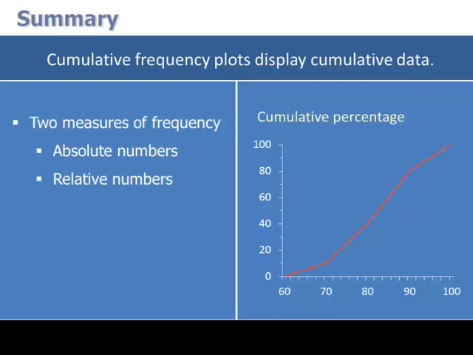To find the frequency associated with a particular value, say 88, run a vertical line from the value to the curve, and run a horizontal line from the curve to the y-axis. Here, we see that 70% of the dataset has a value of about 88 or less.